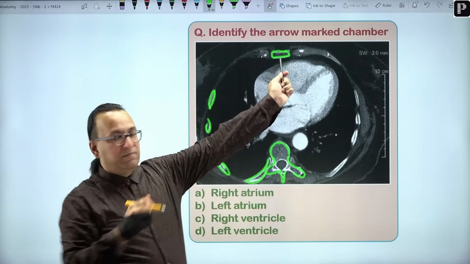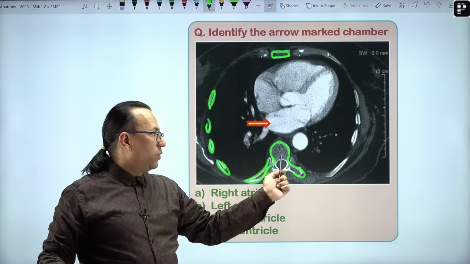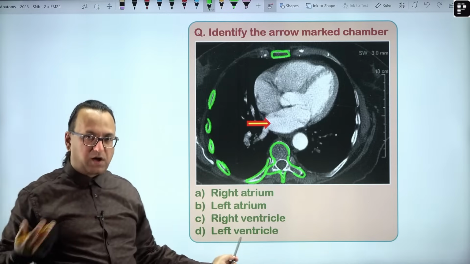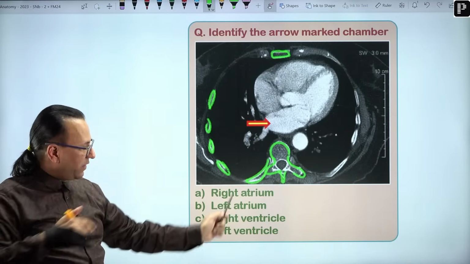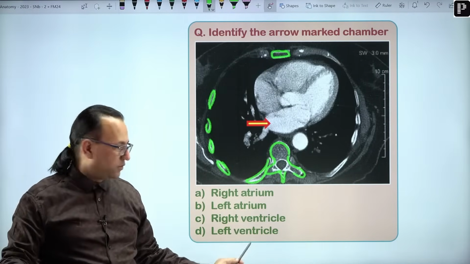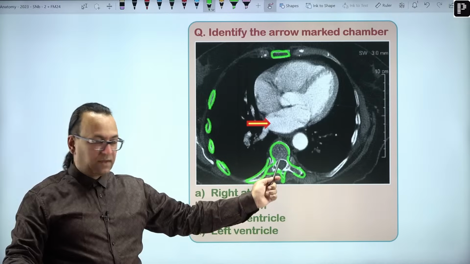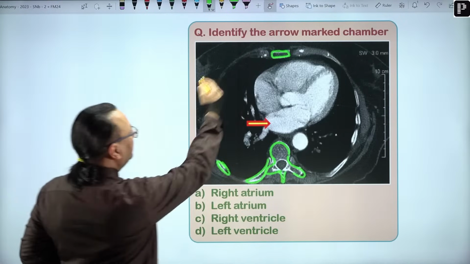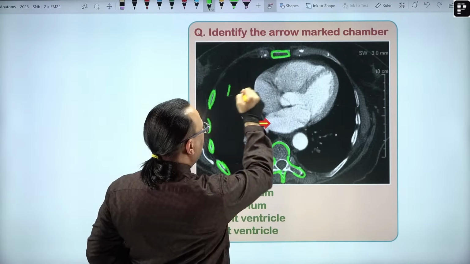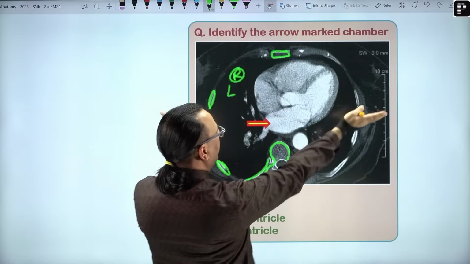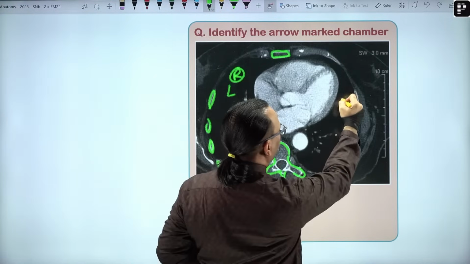So sternum anterior and the thoracic vertebra, because you see they are talking about the chambers of the heart. If they are talking about the chambers of the heart, you should always read the options also, meaning you are in the thorax. In the thorax this is the thoracic vertebra, and then these are the ribs. If these are the ribs, this is the sternum anterior, this is lung. This must be the right lung because you are looking inferior to superior, so this is the right lung and this is the left lung.